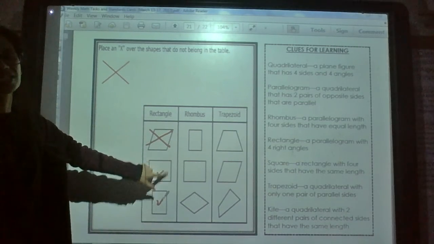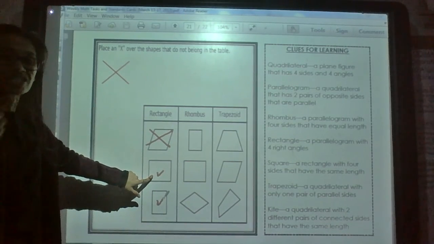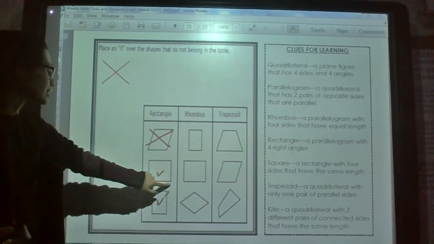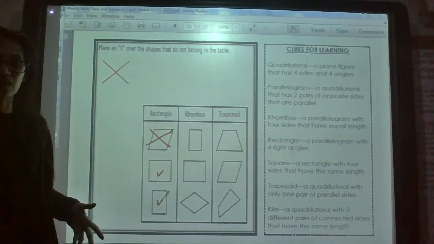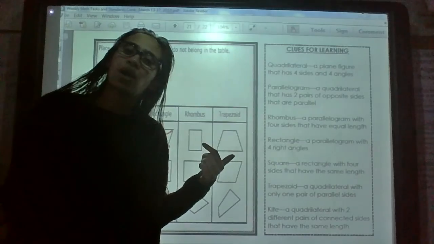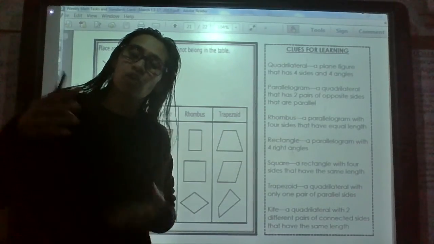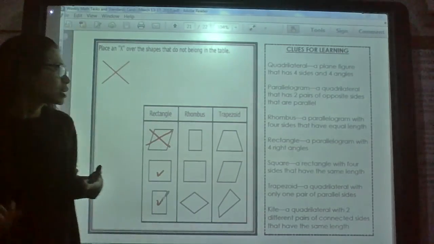Now, you know this has a special name. It's also a square because it has equal sides, but it is also a rectangle, okay? So that's what they were talking about when they said categories, subcategories, and they belong in the same category, okay?